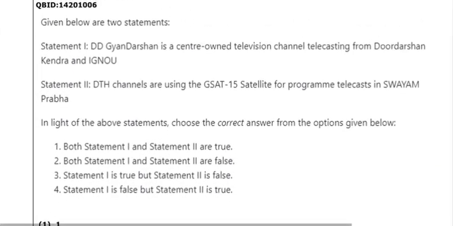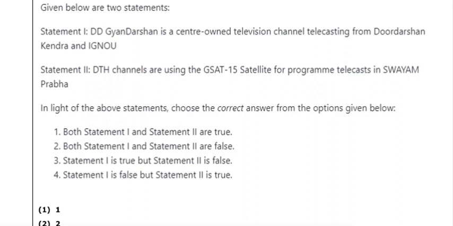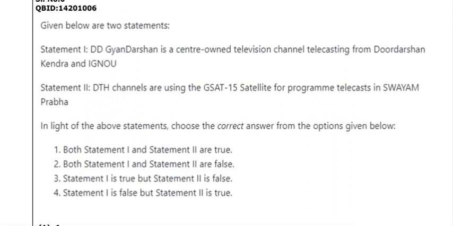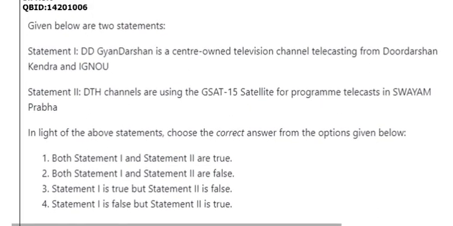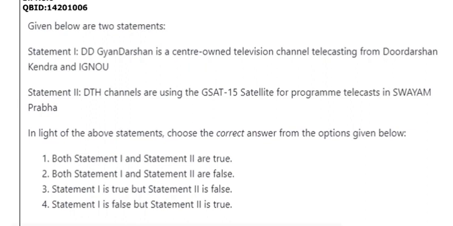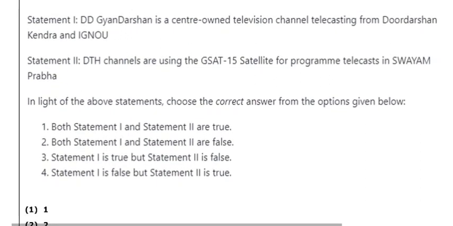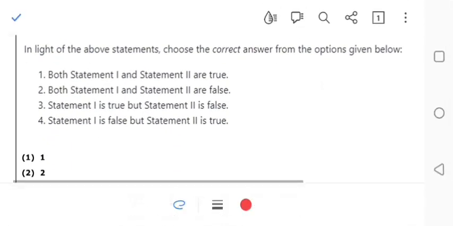Next is, given below are two statements. Statement 1 says, Gyan Darshan is a television channel telecasting from Doordarshan Kendra and IGNOU. Statement 2 says, DTH channels are using the GSAT-15 satellite for program telecast in Swayam Prabha. Now, in light of the above statements, choose the correct answer from the options given below. Both statement 1 and 2 are true. Both statement 1 and 2 are false. Statement 1 is true but statement 2 is false. Statement 1 is false but statement 2 is true. So what will be correct? It will be number 4, that means statement 1 is false but statement 2 is true.